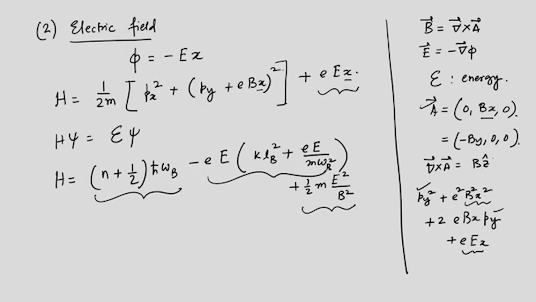Okay, and the electrons are actually displaced along the x-axis by an amount which is mE over eB square. We'll see that. So it depends on the magnitude of both the electric and the magnetic fields. So this gives you something not too difficult.